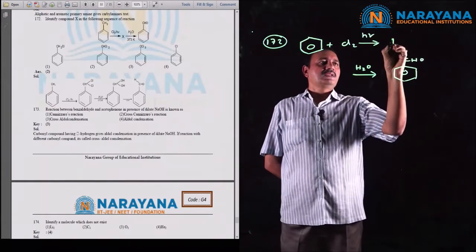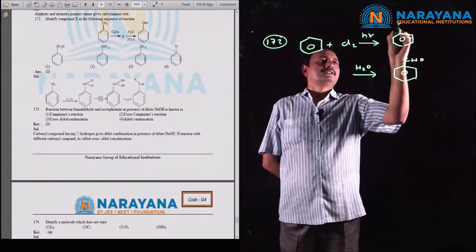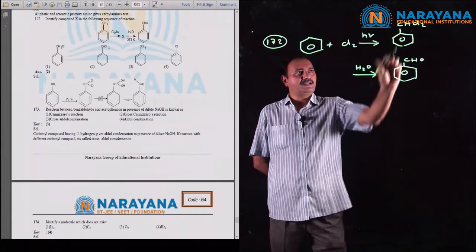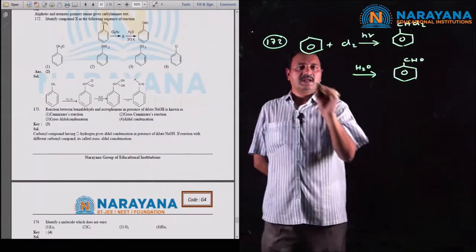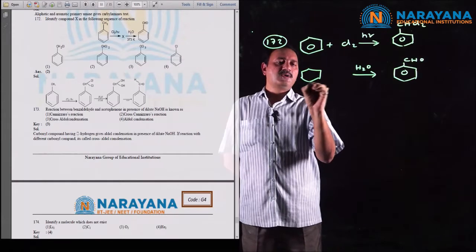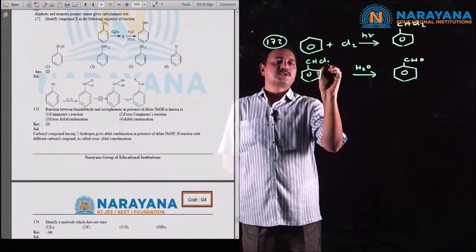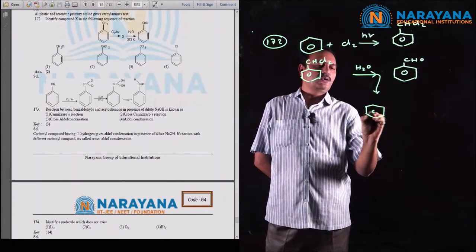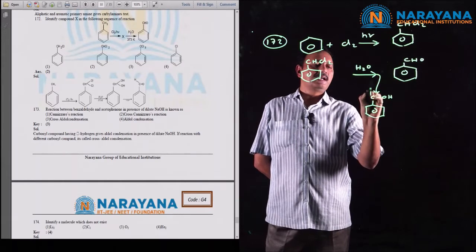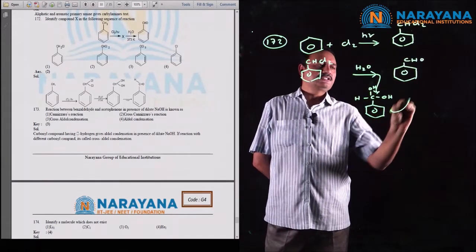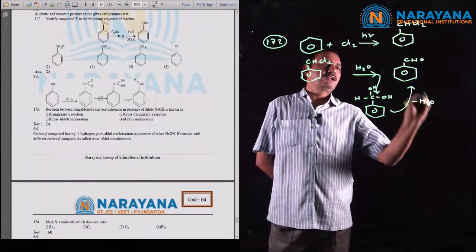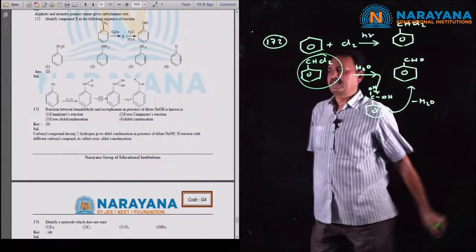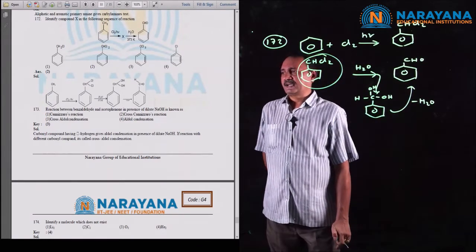Let us consider this compound is C6H5CHCl2. That is, two hydrogen atoms attached to the aliphatic carbon atom are replaced by two chlorines. The formed compound on hydrolysis produces this compound. That is, the chlorine atoms are replaced by OH groups, and this compound, by the elimination of a water molecule, produces benzaldehyde. So this is the intermediate compound, and the option is the second option.